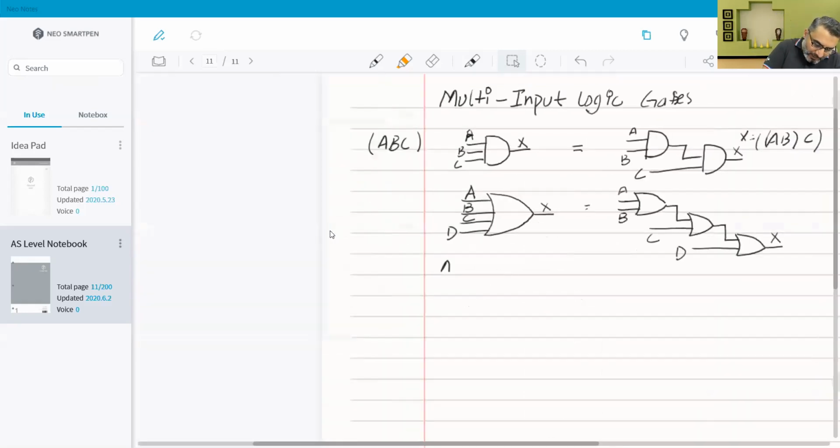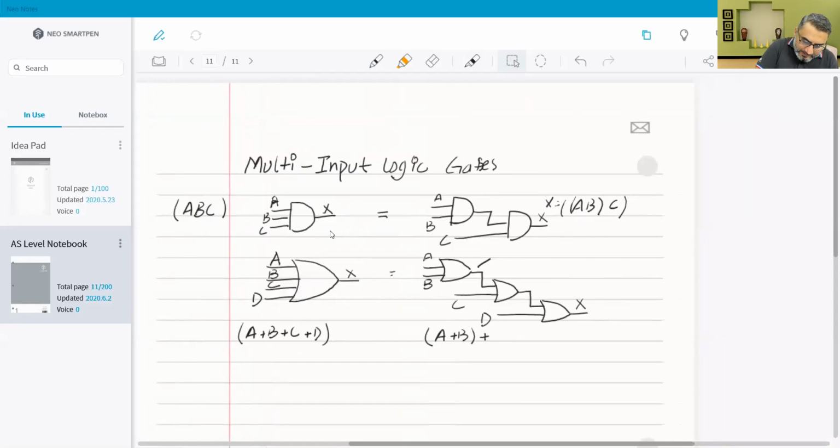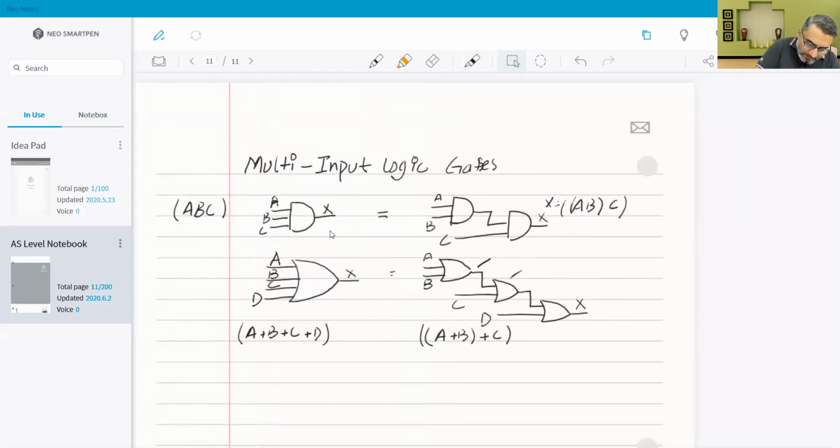Similarly, if we have A or B or C or D, in that case we would have a solution for having just 2 inputs per gate this way. A or B over here, plus C over here, plus D over here, and this whole thing goes to X. So that is how you have to put brackets left to right to maintain just 2 inputs per gate.